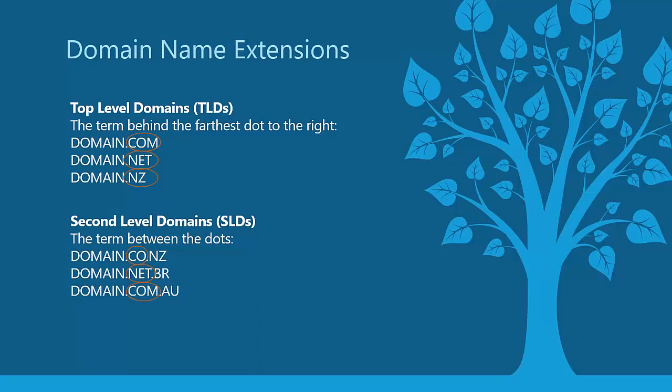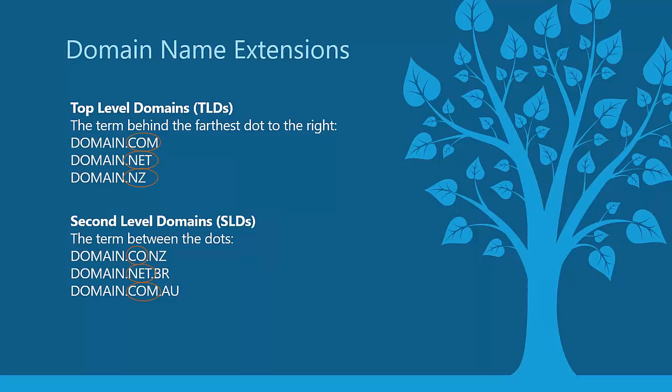So domain name extensions are divided up. We'll just divide them into the two here. You have the top level domain, which you'll sometimes see as TLD, and that is the term behind the farthest dot to the right. So the .com, the .net. If it's a country code like New Zealand .nz, it will be the meatiest part of the domain, and that will give you information as to whether it is a generic or a country code based on what is immediately furthest right to the dot.